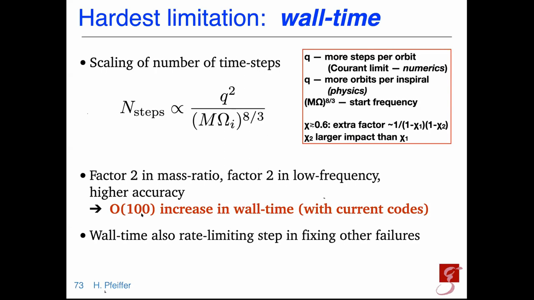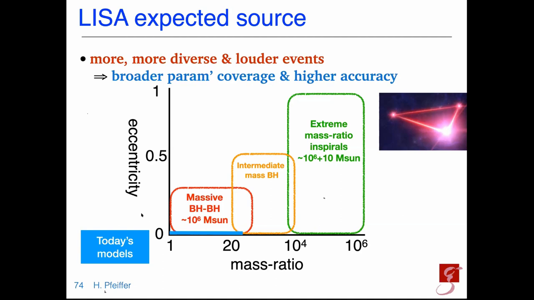To make life even worse, LISA is going to see a lot more diverse events as well. There are the massive binary black holes, intermediate mass black holes, and really large mass ratio systems. So as the mass ratio goes up, also the eccentricity can become ever more extreme. And today's waveform models that are good for equal mass, non-spinning, circular orbits and moderate mass ratios just aren't yet up to covering everything that we are going to need for LISA. So numerical relativity will have to improve a lot, and the waveform modeling will have to improve a lot.